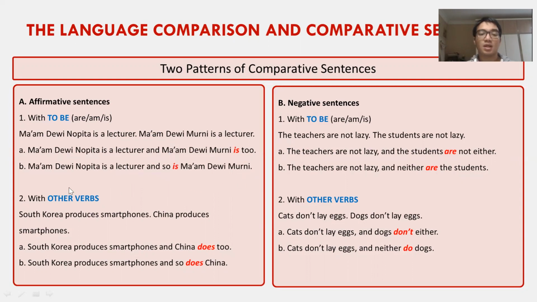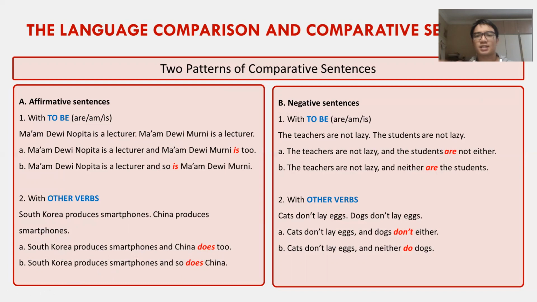If we are using other verbs, the first sentence is South Korea produces smartphones, and the second sentence is China produces smartphones. These two sentences have the same meaning. We combine them into one comparative sentence: South Korea produces smartphones and China does too, or South Korea produces smartphones and so does China.